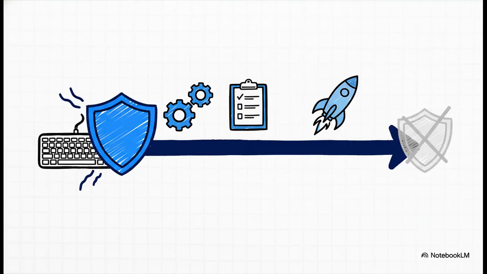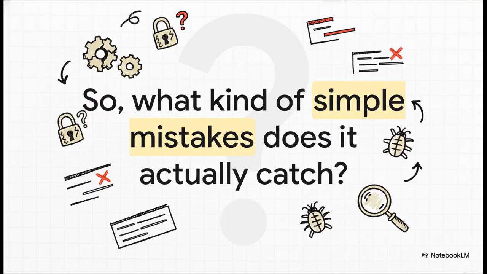And this whole idea, this process, it's the very heart of what we in the industry call shifting left. It just means we're moving security from the very end of the process to the very beginning. You're not trying to bolt on security at the last minute, you're building it in from line one. Okay, that's the theory. It sounds great, but let's get real.